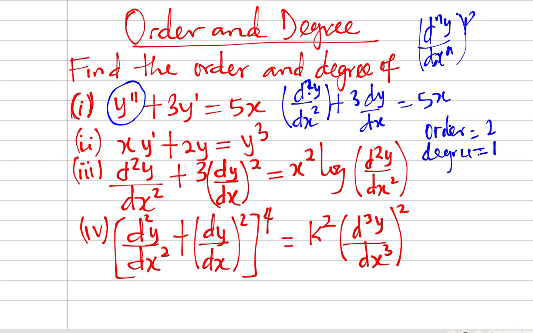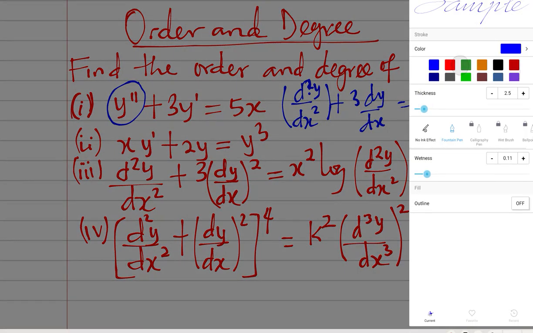So the order here is what? Is 2 and the degree is 1. Are you getting that now? The order is 2 and the degree is 1. Now let's come to the second one. The second question. For the second question, let's change it to green.